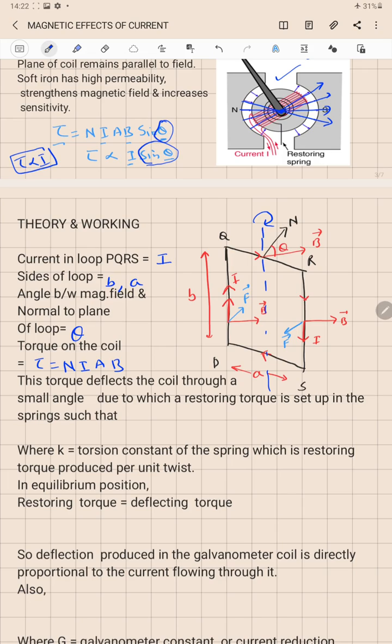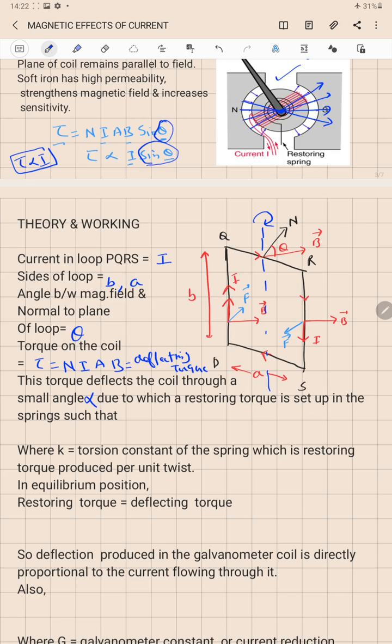Let that angle of deflection be alpha. So this torque which deflects the coil through a small angle alpha in the concave pole pieces, we call as the deflecting torque. So this torque is actually known as the deflecting torque.